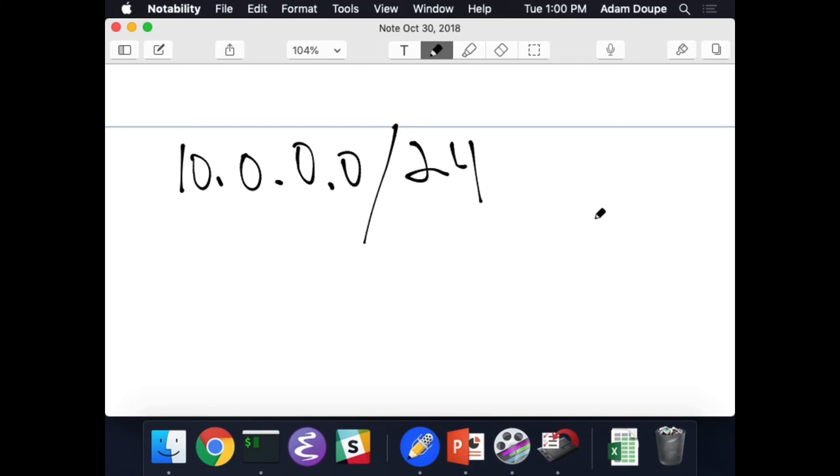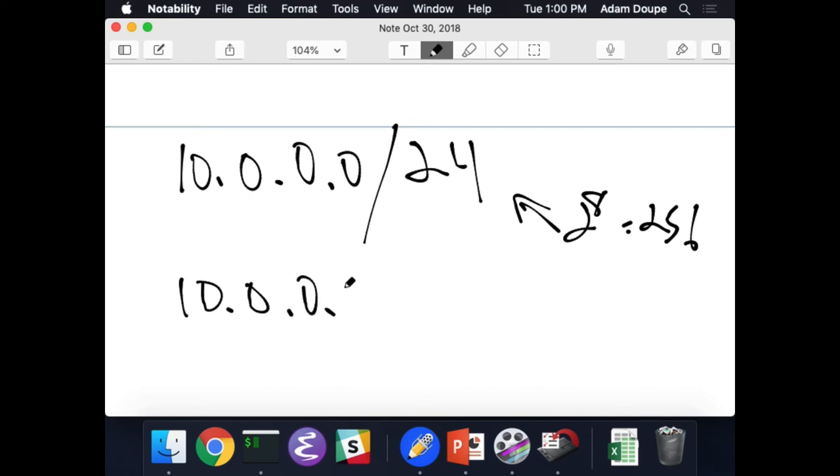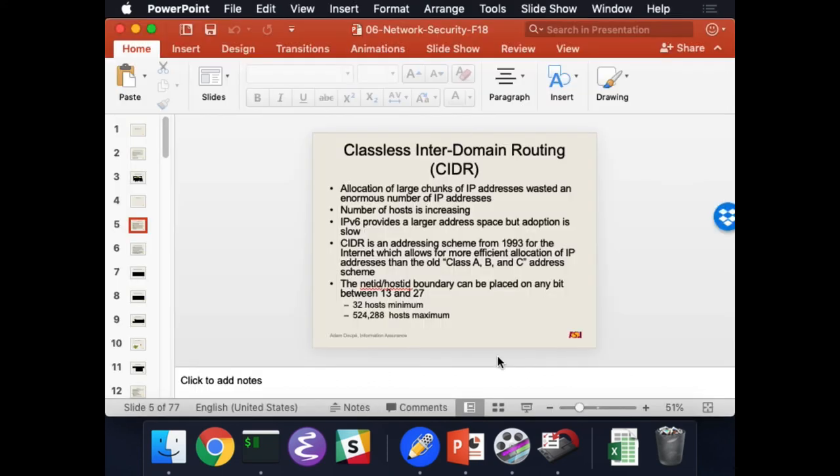Eight bits, so you have 2 to the 8, so you have 256? 256 hosts, or you could put it on 0.0.0.0/, we'll be in the middle, you could do /10, so you'd have 2 to the 23 bits. So you have a lot of flexibility in how to define these things.